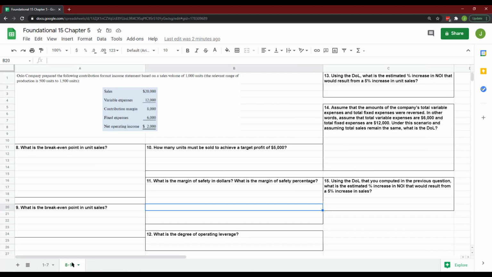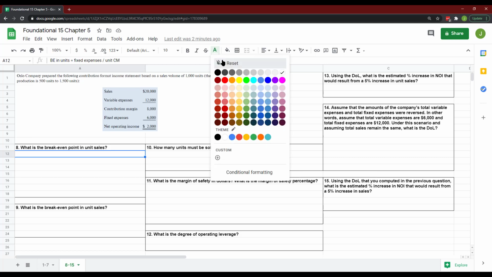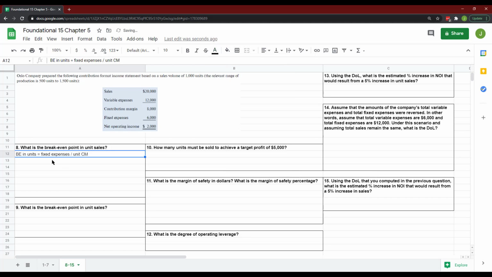Now let's move on to number 8. This is asking what is the break-even point in unit sales? So what's our break-even formula? If we're finding the break-even point in units, that's simply going to be your fixed expenses divided by your unit CM. Well, we already know both of those. The original unit CM was $8, right? So we're going to take the fixed expenses of $6,000 and divide that by $8 of unit CM to see that we need to sell 750 units to break even.